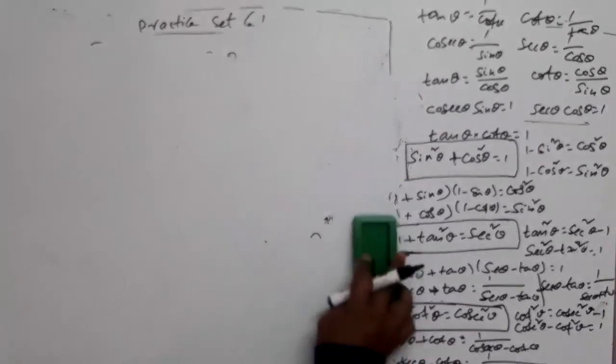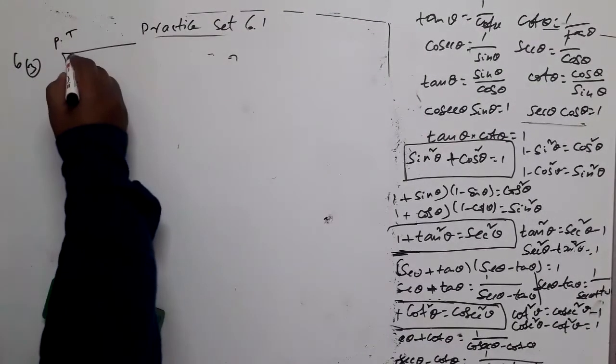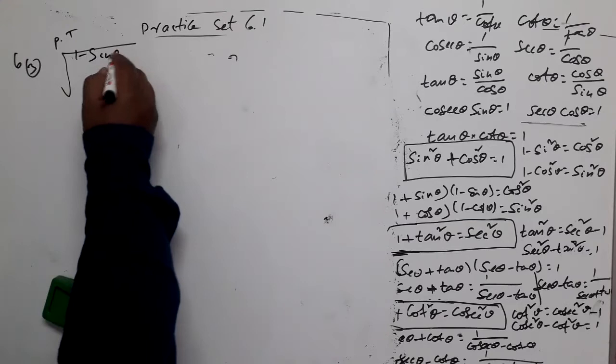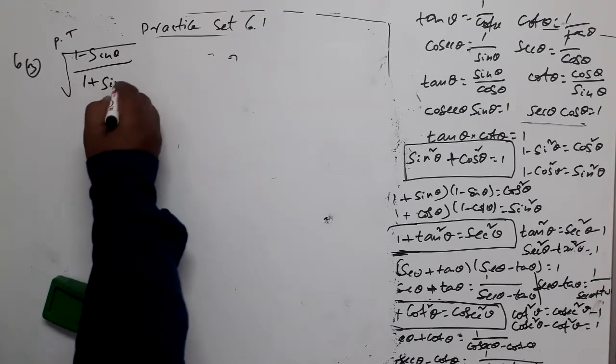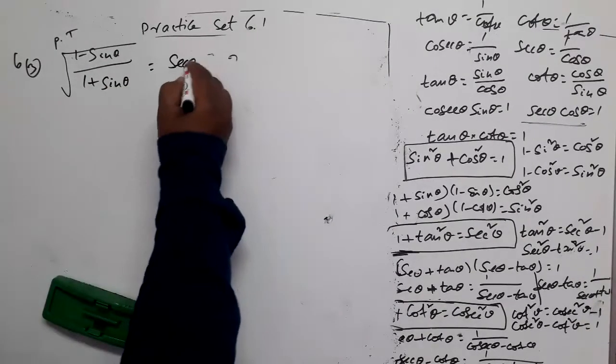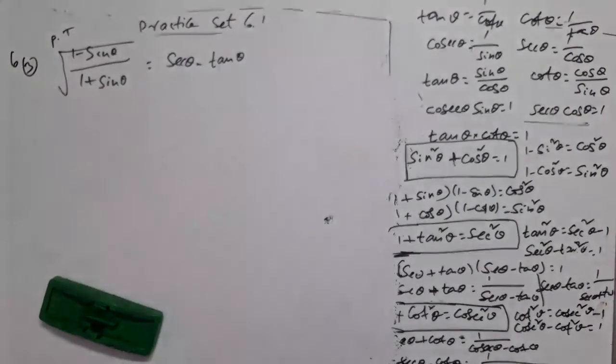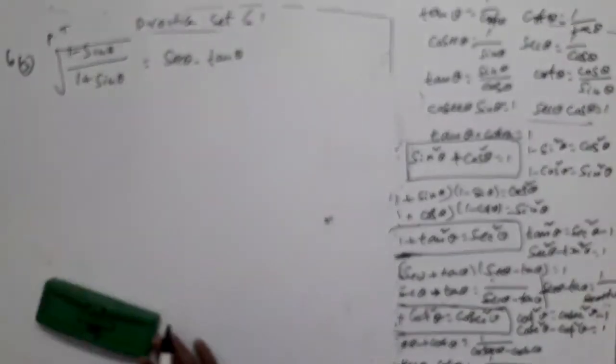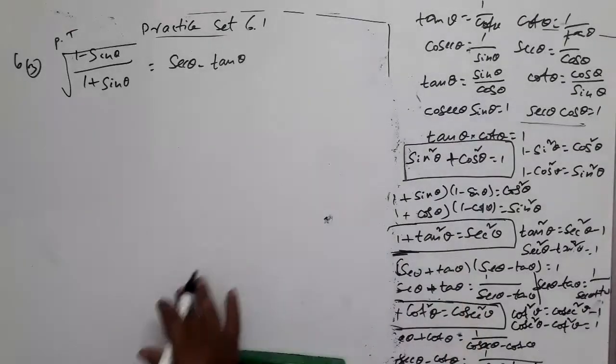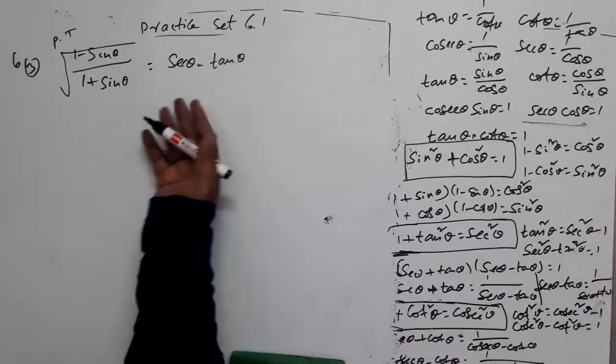This is the second part. Then let us proceed to the third part, the third bit. Yes, what is the third bit? Prove that the square root of 1 minus sine theta upon 1 plus sine theta is equal to secant theta minus tan theta. This is the question. Think: what is given, what you know, how shall we proceed? You are supposed to show this.